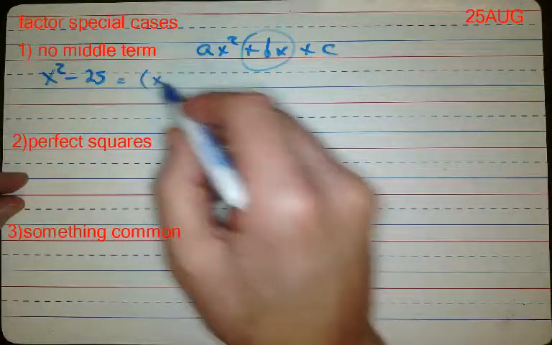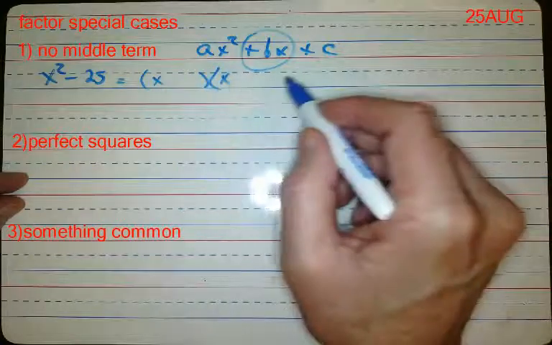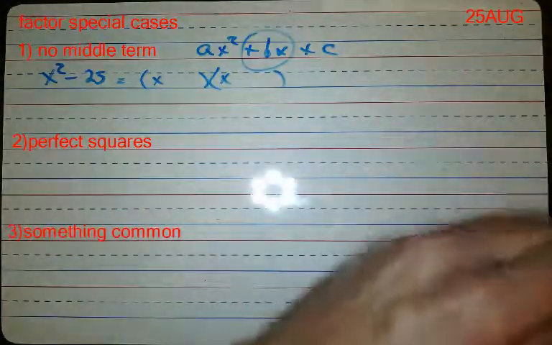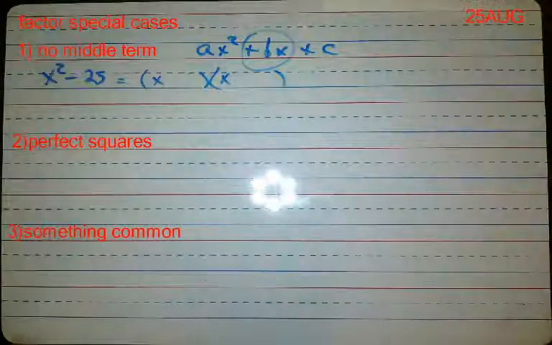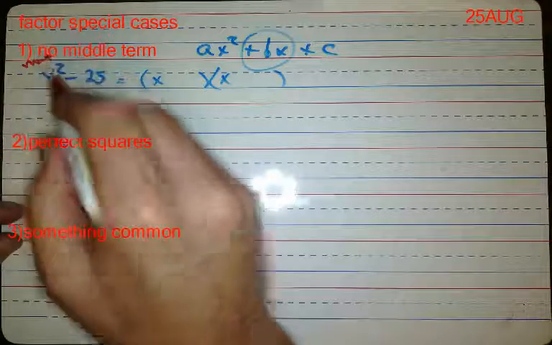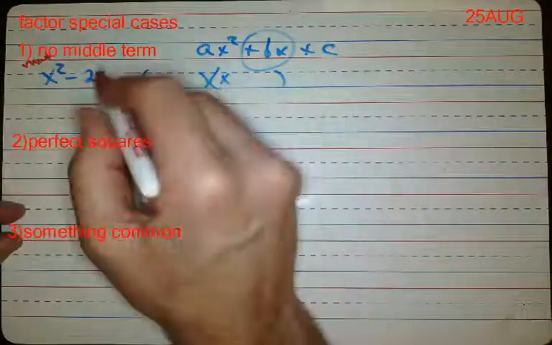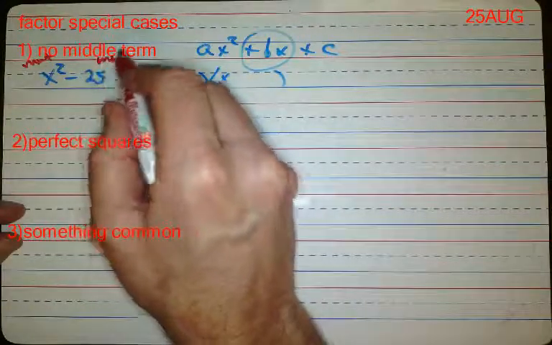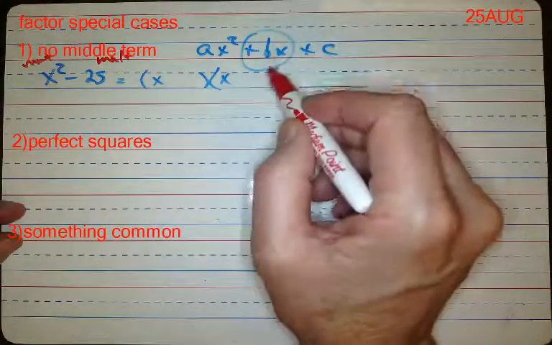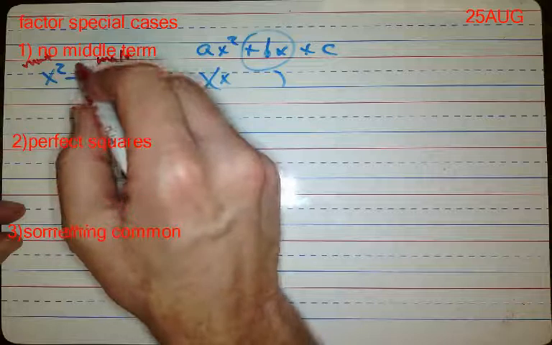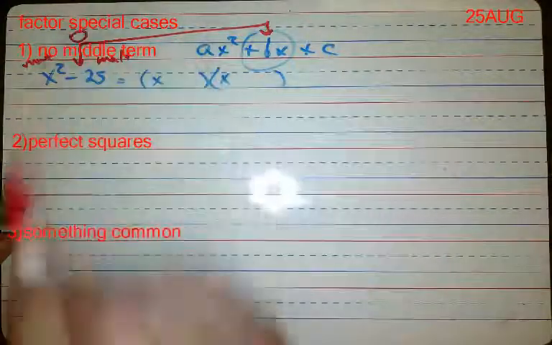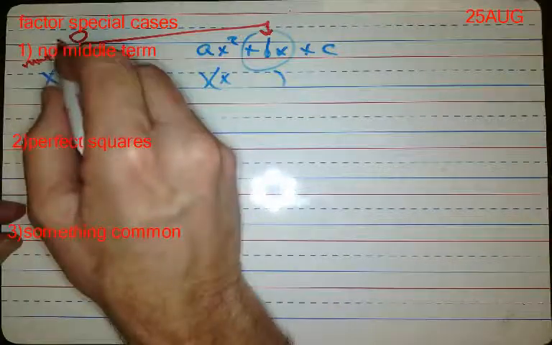We want the numbers to multiply to be the first number, multiply to be the last number, and add up to be the middle. In this case, they've got to multiply to be x squared. Well, that's x and x. They have to multiply to be negative 25, and add up to be the middle. But in this one there's no middle, so it's like 0. It has to add up to be 0.